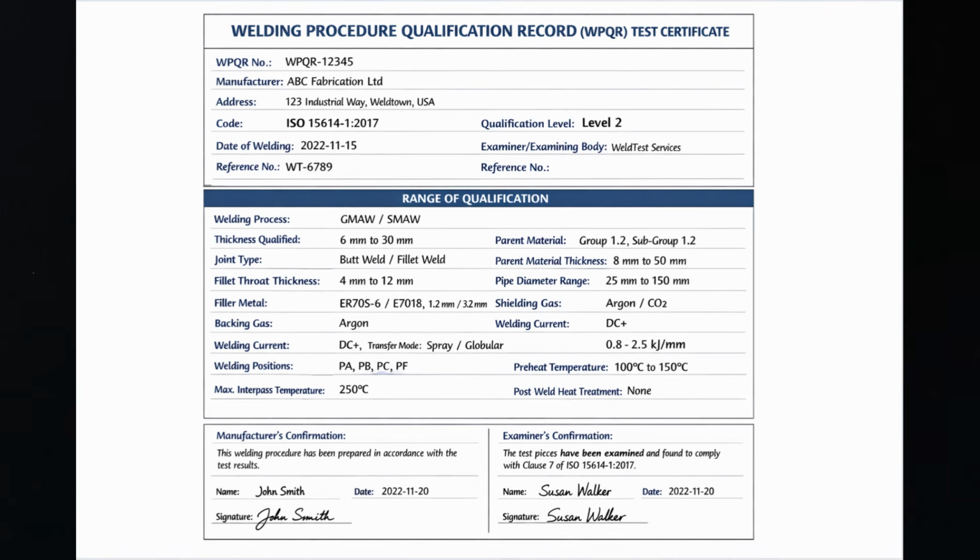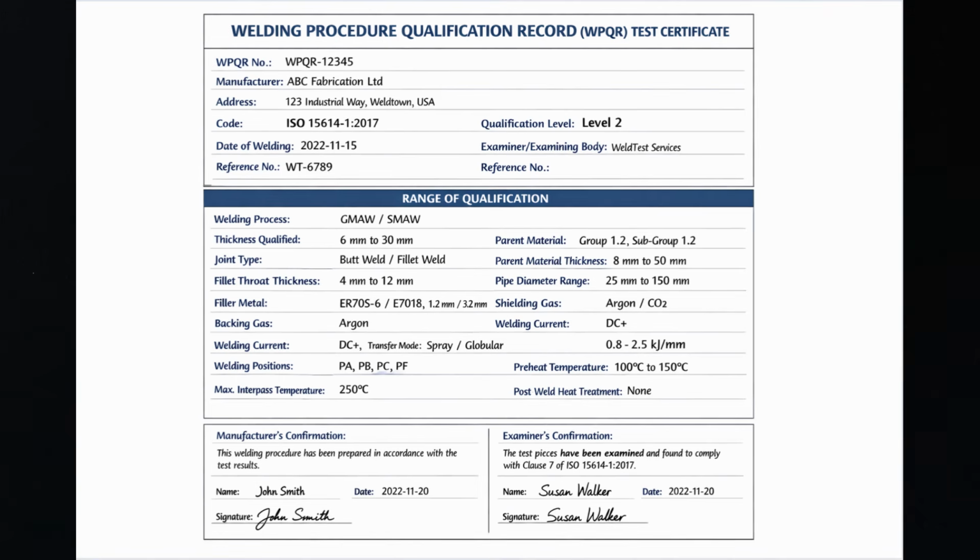Section 1, Test Certificate Page. The test certificate is the front page of the WPQR. It captures the manufacturer's WPQR number, your unique reference for this qualification, the manufacturer's name and address, the code or testing standard, ISO 15614-1:2017, the level, either Level 1 or Level 2, the date of welding, the examiner or examining body and their reference number. It then documents the range of qualification.